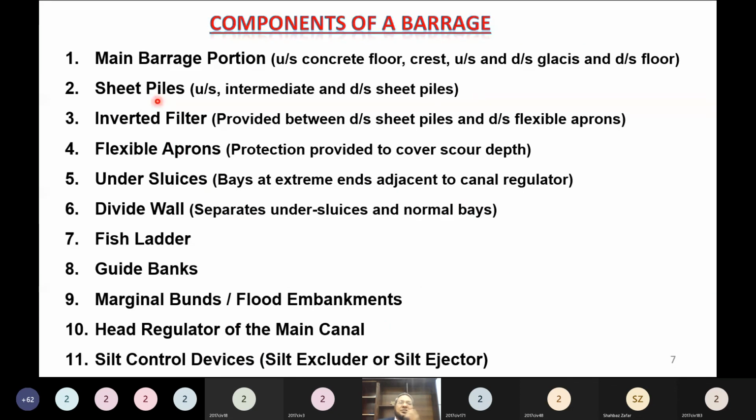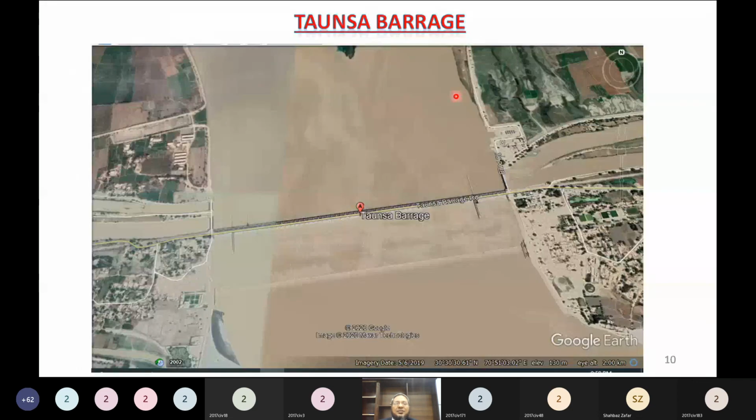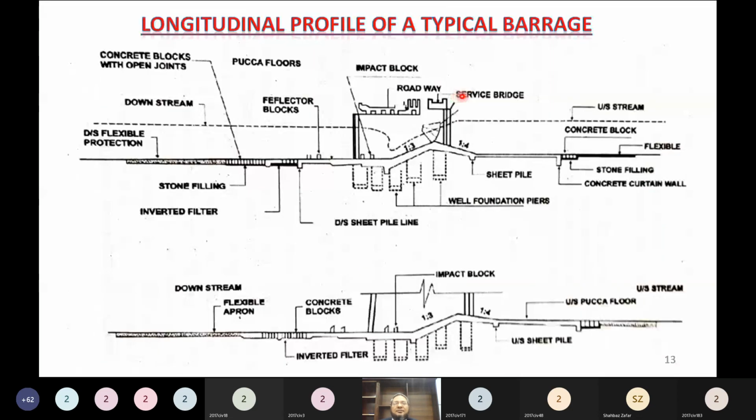Number two are the sheet piles. There are three types of sheet piles: upstream sheet piles, intermediate sheet piles, and downstream sheet piles. Like here, you can see that here we have to provide a sheet pile. This is the downstream sheet pile, as the water is coming from this direction. So this is the upstream sheet pile. And this and that may be intermediate sheet piles.